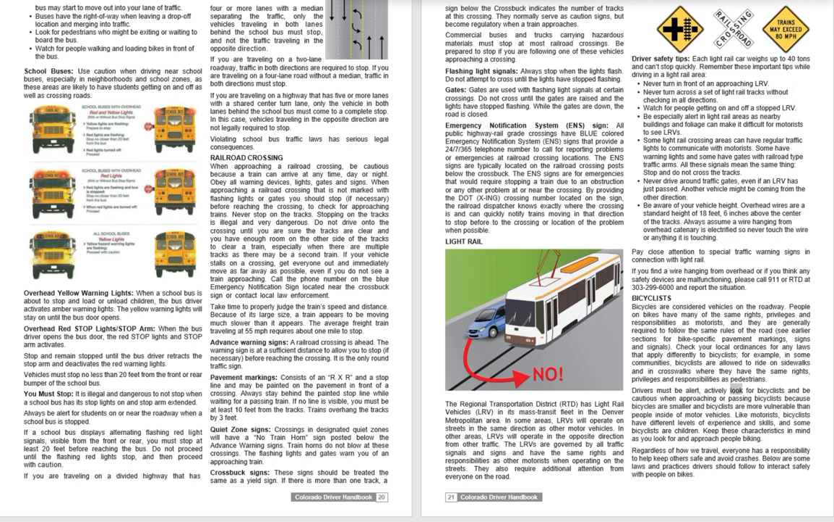Drivers must be alert, actively look for bicyclists, and be cautious when approaching or passing bicyclists, because bicycles are smaller and bicyclists are more vulnerable than people inside of motor vehicles. Like motorists, bicyclists have different levels of experience and skills, and some bicyclists are children. Keep these characteristics in mind as you look for and approach people biking. Regardless of how we travel, everyone has a responsibility to help keep others safe and avoid crashes. Below are some laws and practices drivers should follow to interact safely with people on bikes.